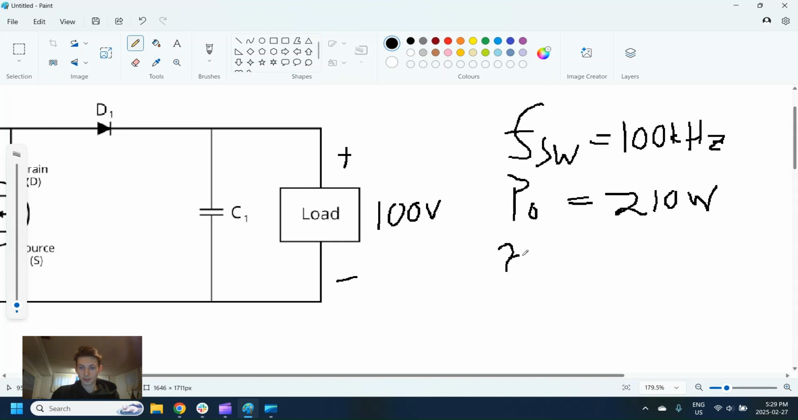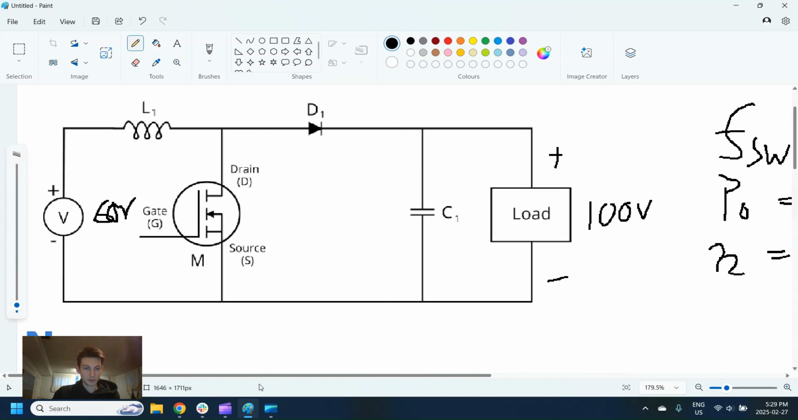So efficiency is going to be 98%. This is what I think we can achieve. It might be lower than this. It'll probably be lower than this, but we can start with this for design, and we can work backwards from that when we come to it.